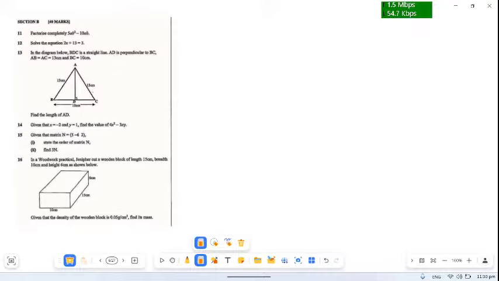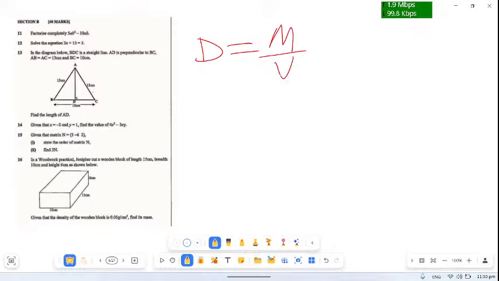Then the question is, given that the density of the wooden block is 0.05 grams per centimeter, find its mass. Okay, so we need to find the mass of this wooden block. So here I want to talk about something. Maybe you just know the formula for density. So you know the formula for density, which is equal to mass over volume. Okay, that is the formula for density.